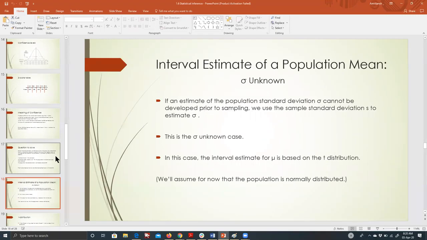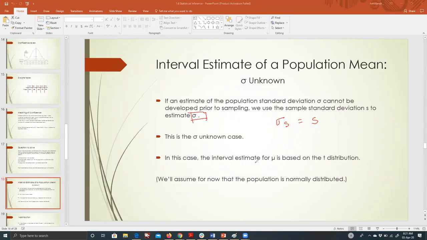So if an estimate of the population standard deviation cannot be developed prior to sampling, we use the sample standard deviation to estimate the actual sigma. Again, it's an estimate, so you can be wrong by some measure as well, but this is what we are going to do. We are going to work with the sample standard deviation. This is called the sigma unknown case, or standard deviation unknown case.